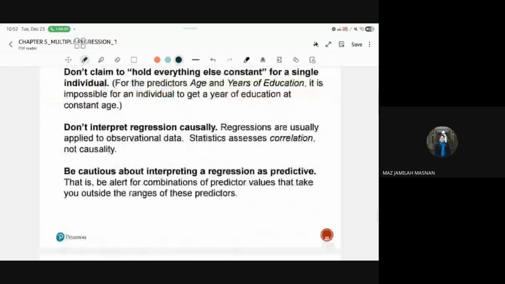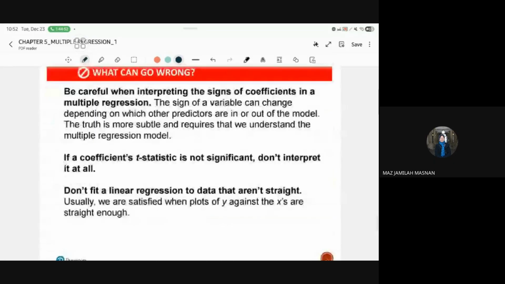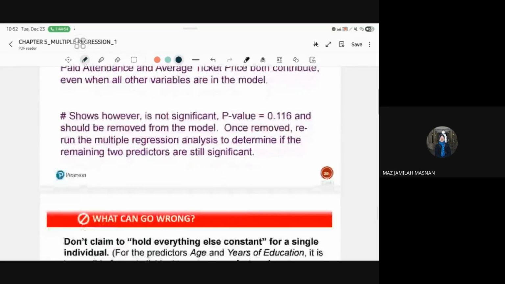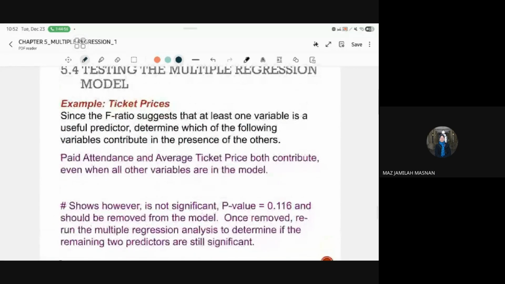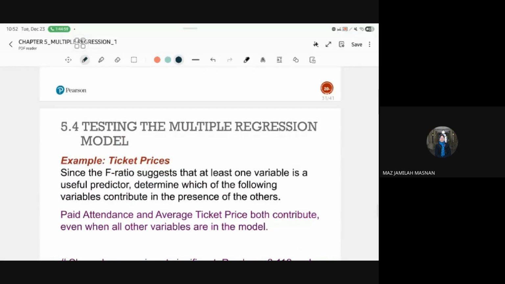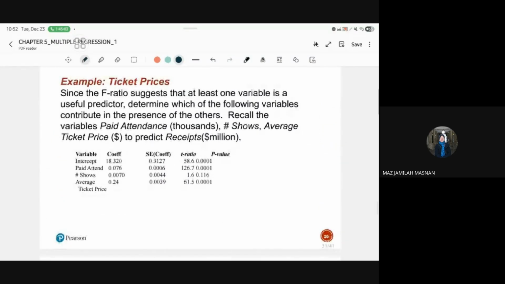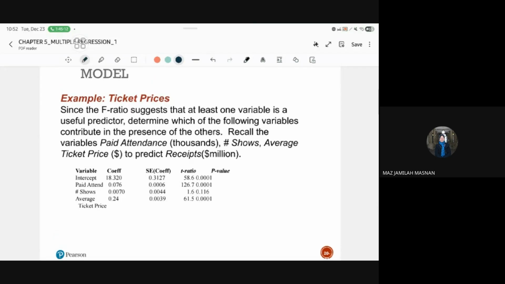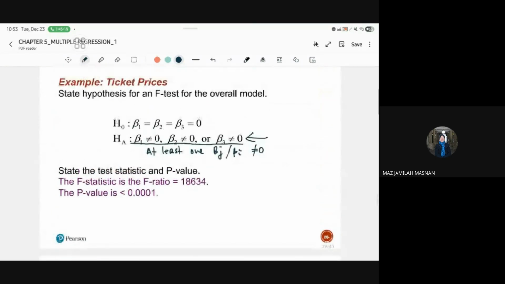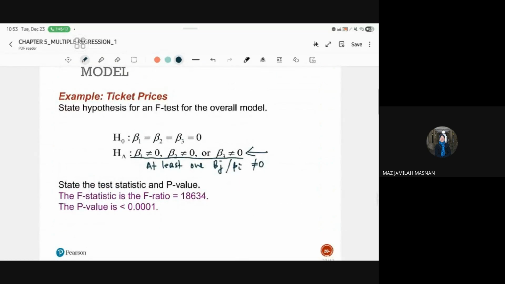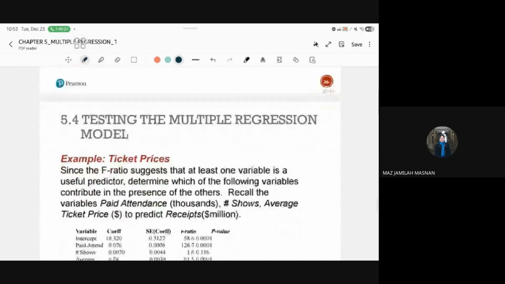We will finish until, I think I will just finish until this part. Okay, the question one, I think I will discuss after we have an example to discuss with regard to this particular example, in terms of the exercise in class. Since the F ratio suggests that at least one variable is a useful predictor, we don't know which one. Based on this, at least one of these beta i is not equal to 0, but we don't know which one, right? Next, we need to check.